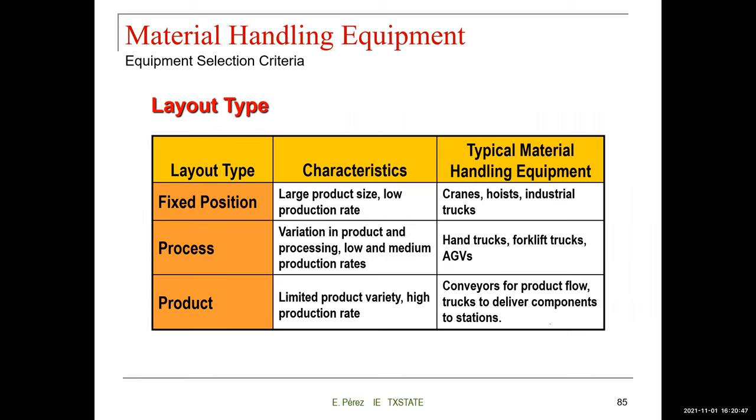Layout type: based on the layout type, we have fixed position, process, and product. Typical material handling equipment for fixed position includes the cranes, the hoists, and the industrial trucks. For process layout type, you have the hand trucks, the forklift trucks, and the AGVs. And for product layout type, typical material handling includes the conveyors for product flow and trucks to deliver components to stations. Okay, so this is connecting what we learned in terms of the different layout manufacturing types.